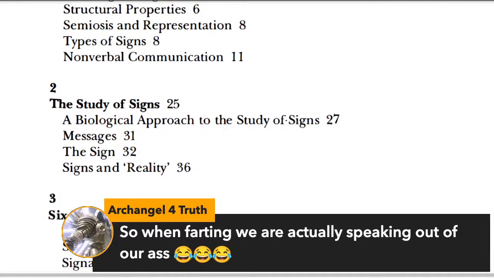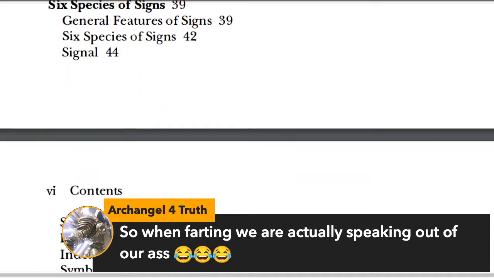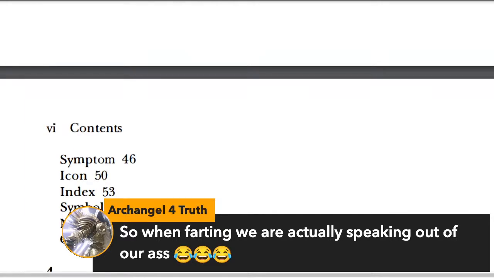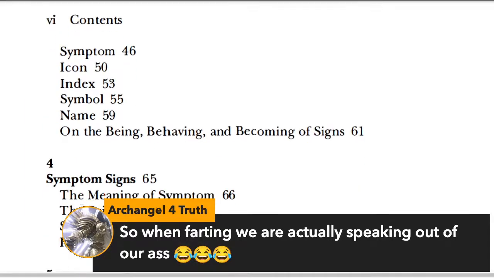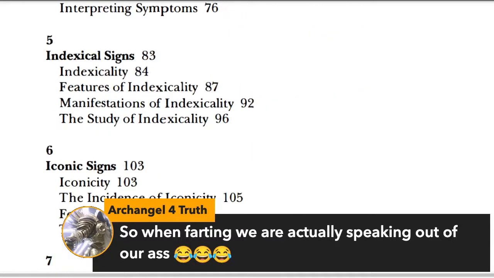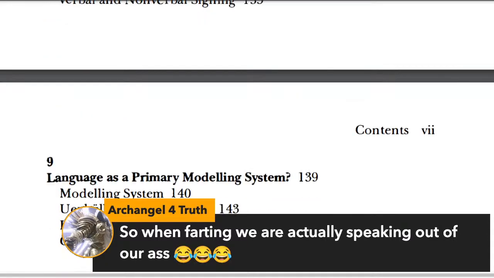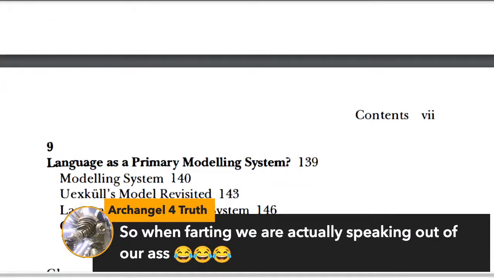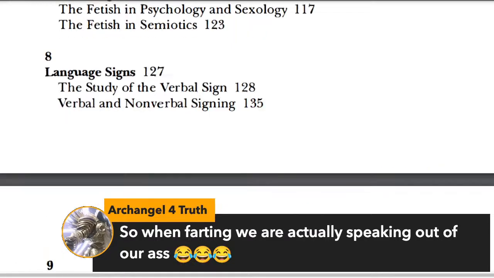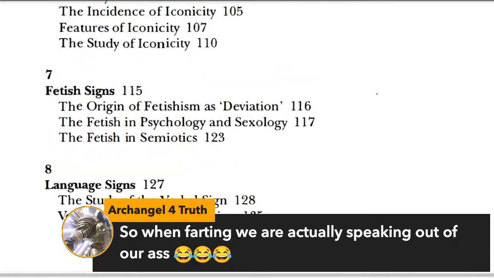So we go to the study of signs. That sounds boring. It's the six species of signs. This is going to be, of course, in depth to each of these different kinds. And then we get into the very detailed one of each one's a symptom, the indexical, the iconic, fetish, language signs. Any of these look good? Primary language modeling system. So any of these chapters look good for anyone here? You want to give me a number of a chapter you like?